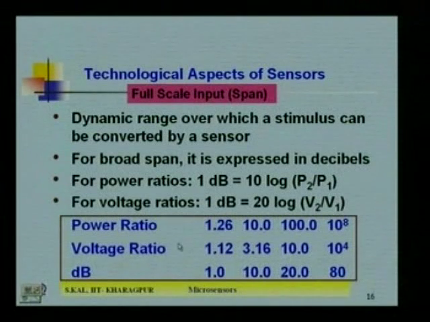For example, if the power ratio is 10, obviously it will be 10 dB, and if the power ratio is 10 to the power 8, then it is 80 dB. That comes from this relation. If the voltage ratio is 10, then the decibel value is 20 log V2 by V1, that is 20 dB. This is the normal unit by which the full scale input is expressed.